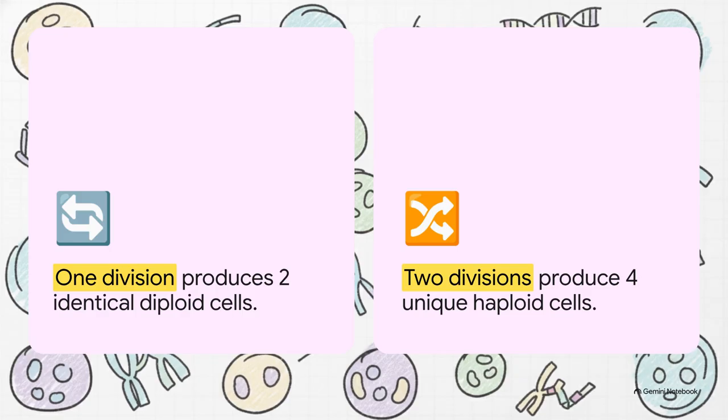Meiosis, on the other hand, requires two divisions. It scrambles the genetics and produces 4 unique haploid cells purely for the purpose of sexual reproduction. Honestly, if you can just remember that key distinction, you have mastered a major concept in biology.